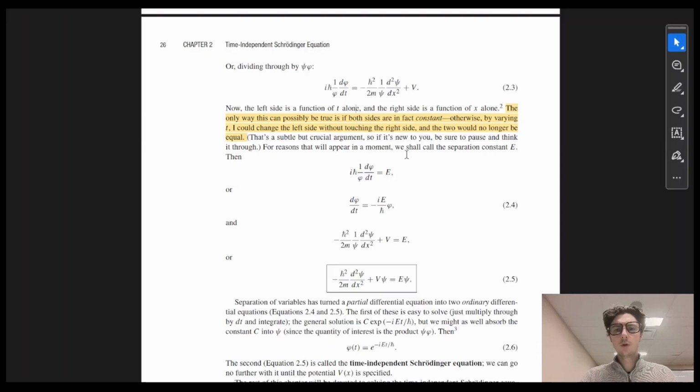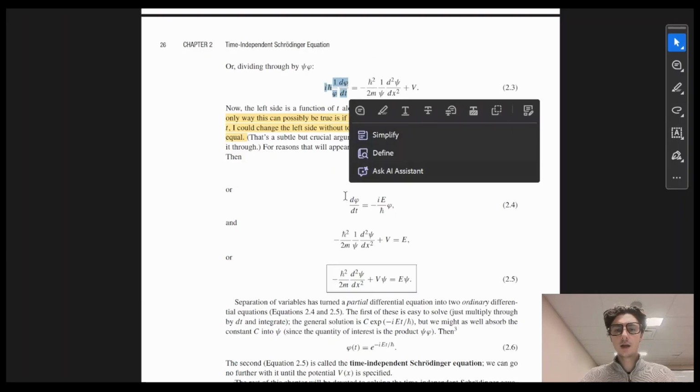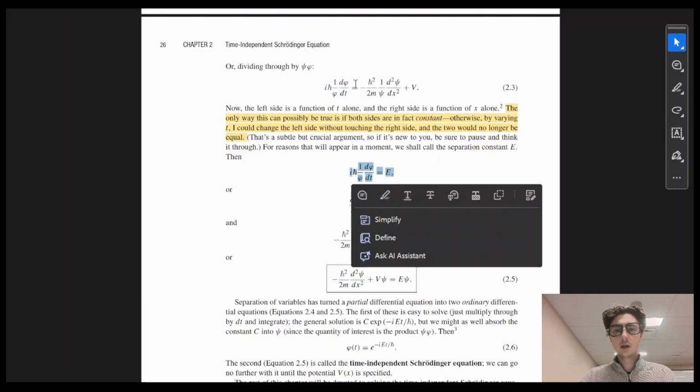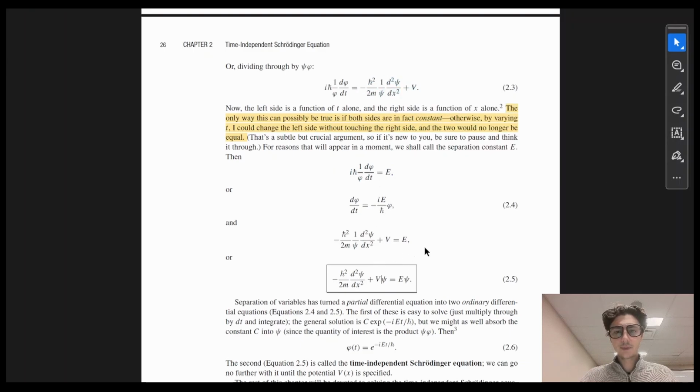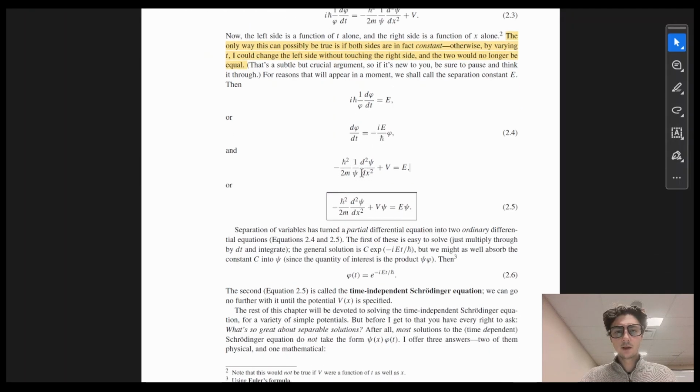For reasons that will appear in a moment, we shall call the separation constant E. So since we just now determined that both of these are equal to the same constant, we call this side E, and we write that equation here, and we call this side also equal to E, which we use over here. So this side gets manipulated to get this. You just move some variables around, and this side over here does not get manipulated. We just move it down. Actually, no, it does get manipulated. We multiply both sides of the equation by this lowercase psi. So we get psi on this side, psi on this side, and psi is gone over here. And this is the equation.